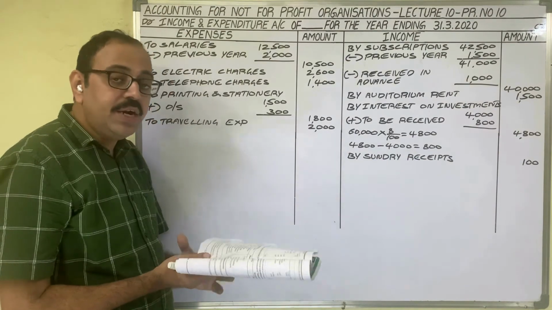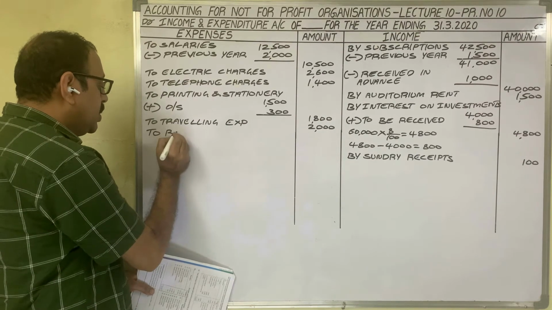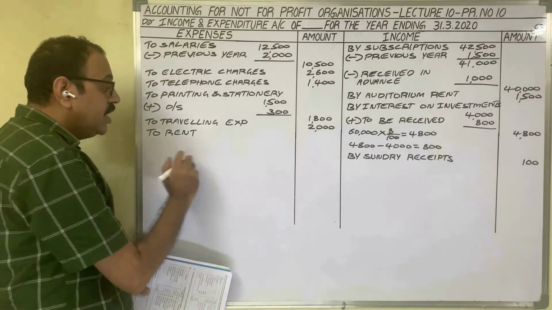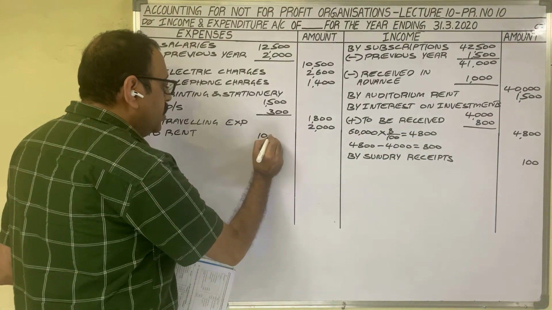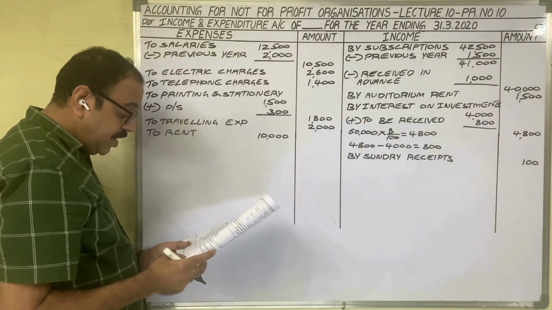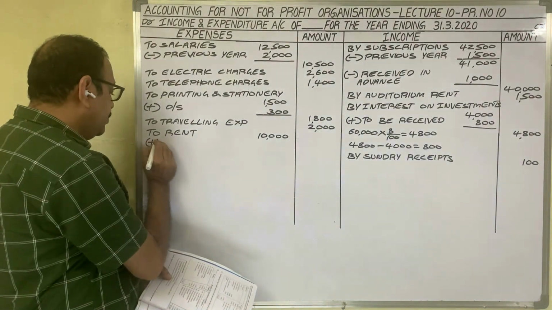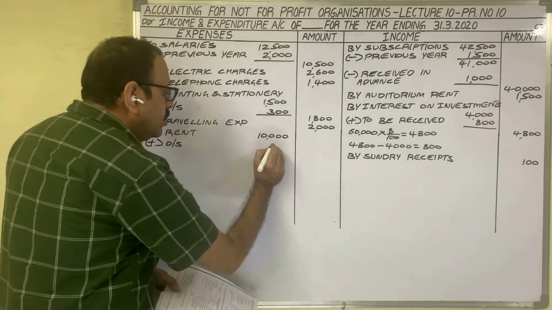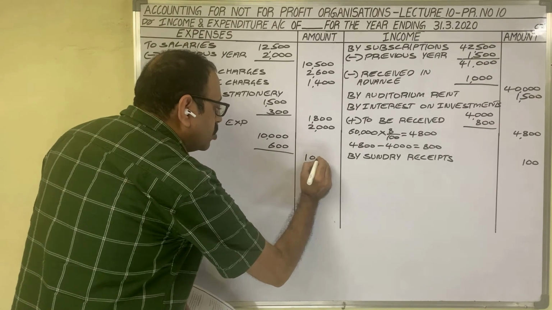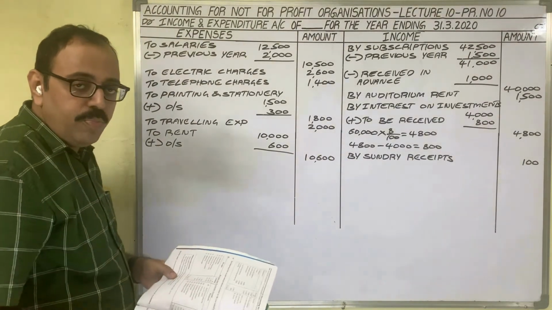Next, rent paid 10,000. So every month we pay rent. Therefore, it is revenue expenditure, debit side of this account. And related with rent, there is one adjustment. Therefore, amount in inner column. Adjustment number 2. Outstanding rent 600. Outstanding means we have to pay. We should add plus outstanding 600. So total rent for current year is 10,600. In that 10,000 we paid, 600 we have to pay.